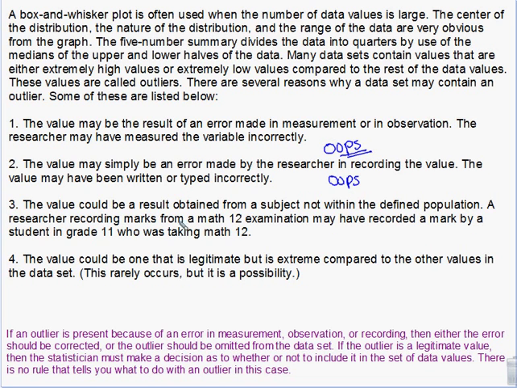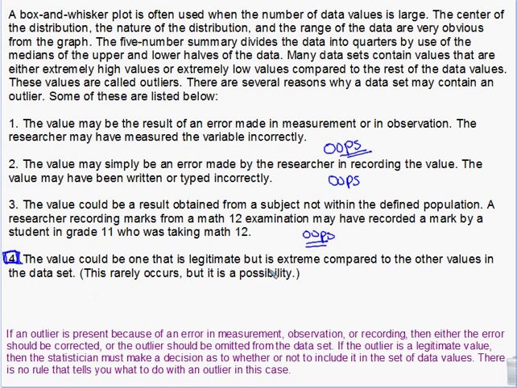The value could be obtained from a subject not within the defined population. So for example, if I was looking at math test scores and I was doing 12th grade exams, but some 11th grader took a 12th grade math test, I shouldn't include them in the study population. If you're talking about levels, an 11th grade level should not be able to pass a 12th grade final exam, right? So their score is going to be skewed. So, this is another oops. You want to double check your data. Now, number 4. This is the one that's hardest to decide what to do.